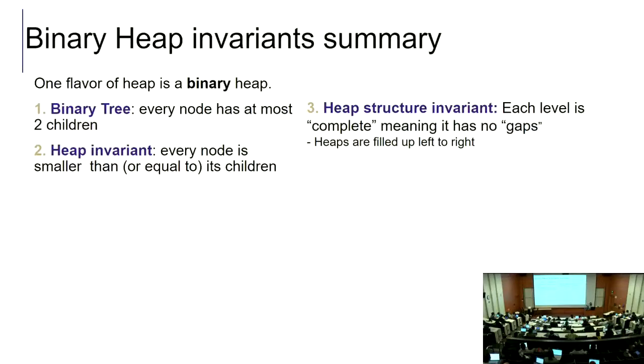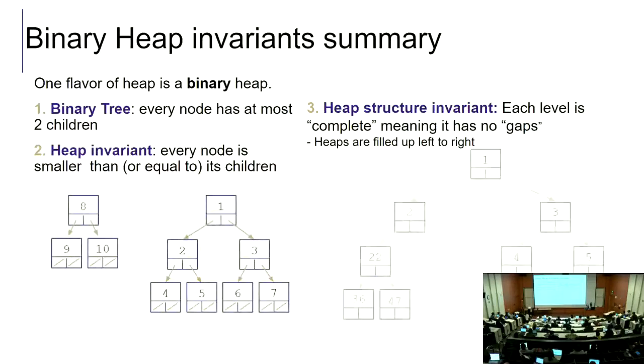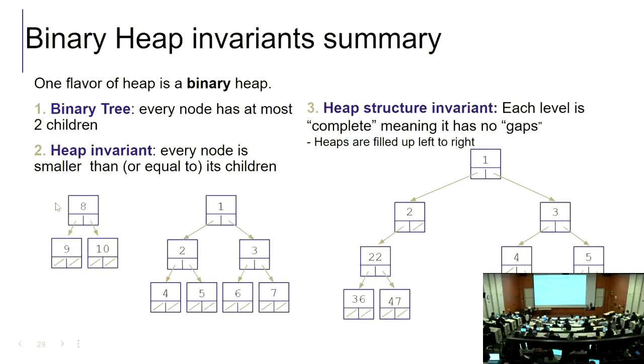We are specifically working on binary trees, so everything has to have at most 2 children. It has to have what we call the heap invariant, so everybody's child must be equal or greater than me. And then the heap structure invariant, that's the fullness. So here are some examples, and then I'm going to get to the question about what happens when we insert something that breaks this apart. Let's start here on the left.